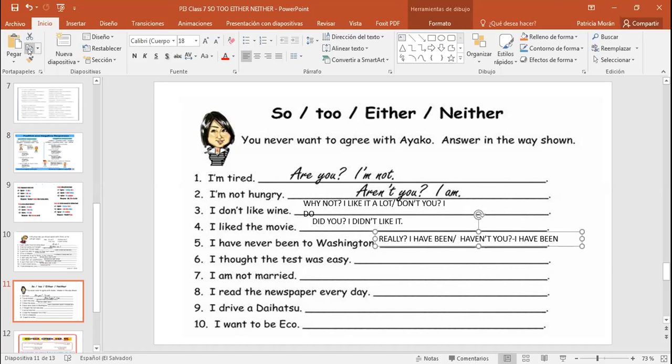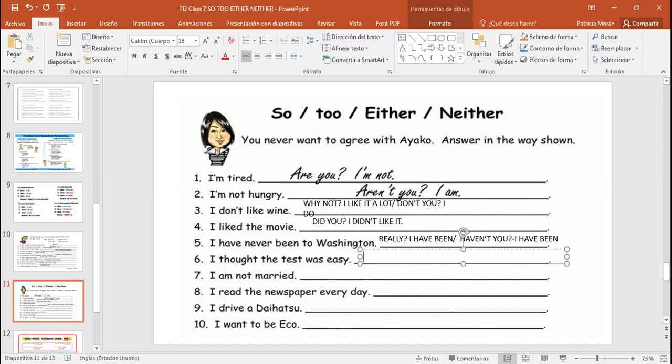Okay, number six. Oh my gosh, time is almost over. So I think this is going to be the last one and then you can continue at home. So, let's see. I thought the test was easy. Did you solve it? ¿La hicieron ustedes?